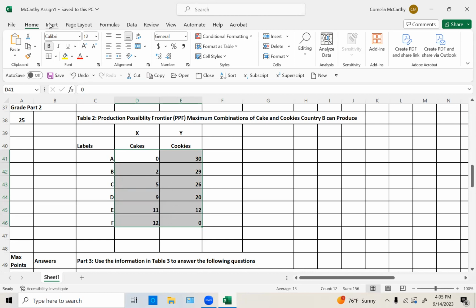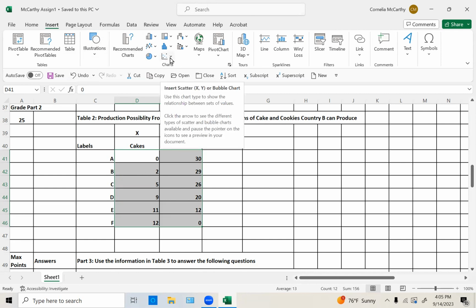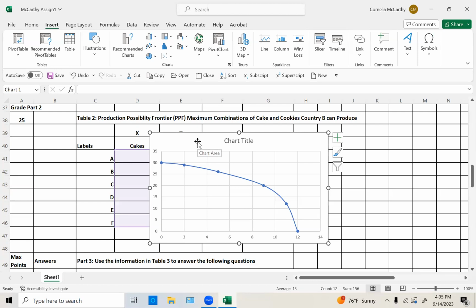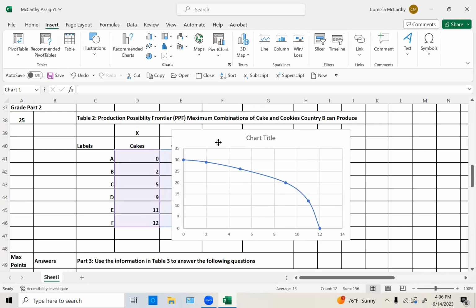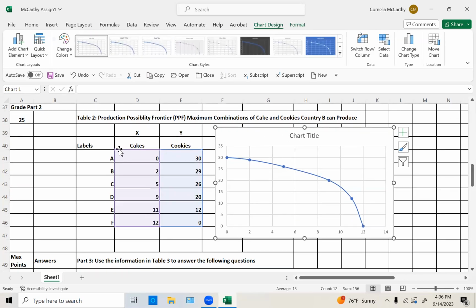Go up to the top line in your screen, click on Insert, go over to the possible charts and find the one with the dots. Click on the arrow next to it and pick dots with a line and click, and you get the chart inputted into your spreadsheet. We're going to move it over to the side so it's not covering any other text.